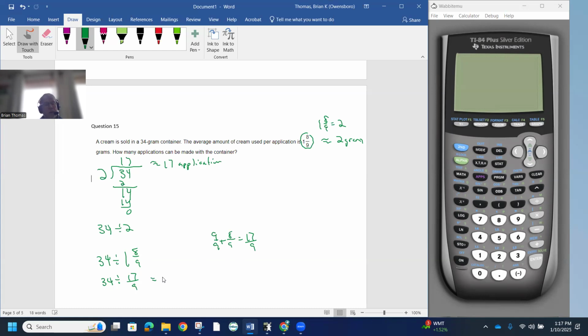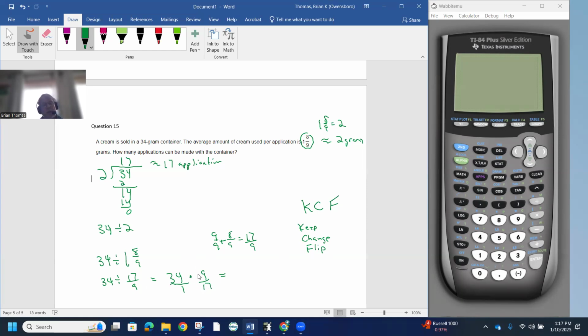Remember, in math, we actually don't divide fractions. We use the phrase Kentucky chicken fry, which means keep, change, flip. That's our little strategy. So keep the 34, change the division problem to a multiplication problem, and take the reciprocal of the 17/9, which means to flip it. So that's 9 over 17. You can write this as 34 over 1 times 9 over 17.